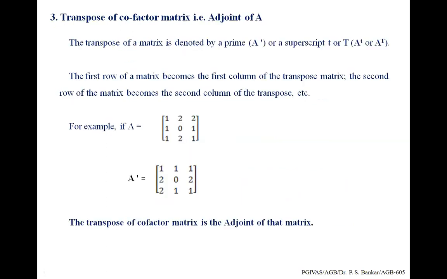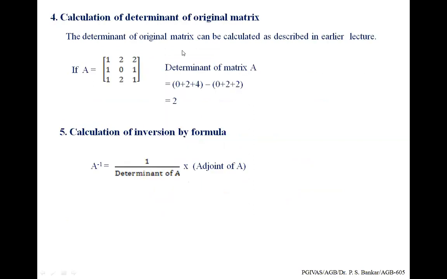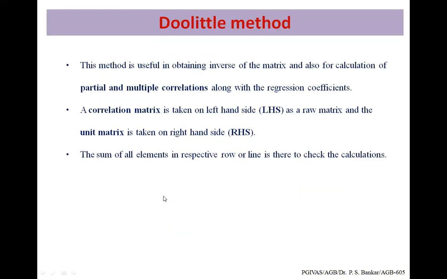Then by arranging all these cofactors, we can transpose the cofactor matrix, which is well known as the adjoint of that matrix. Then by using this formula, A inverse, or inverse of any matrix, is 1 upon determinant of A, so we can estimate the determinant of any matrix. And then by multiplying the inverse of the determinant with the adjoint, we can have a solution of inversion.